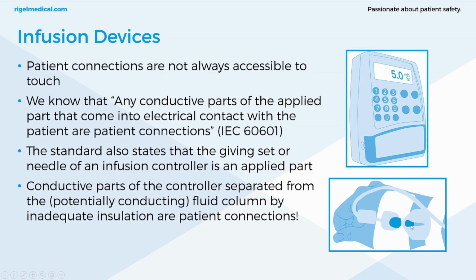So it's important to know, obviously this is the applied part, and this part, obviously it's not shown on the diagram, but wherever the given set is clamped, that's where your potential patient connections are. If there's a conductive surface there, that's where you want to be testing your applied part leakage, or patient connection leakage, because that's what we're testing. So that's why these terms are very important to understand when it comes to electrical safety.